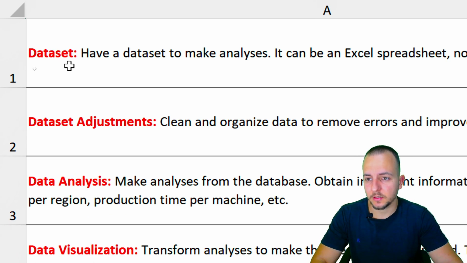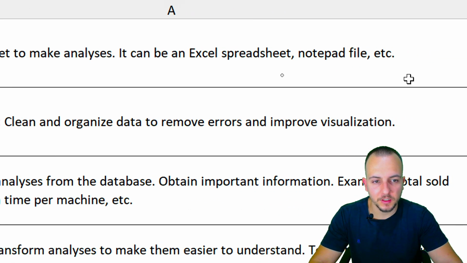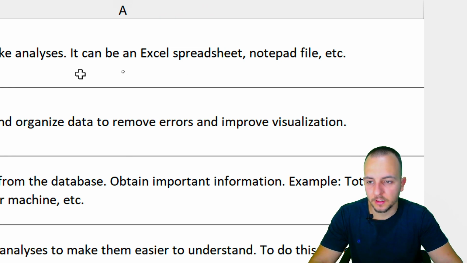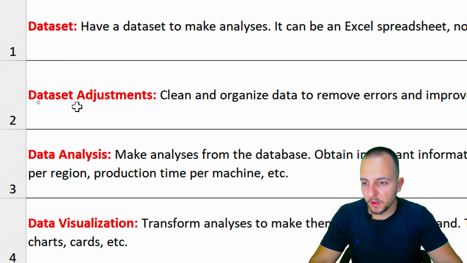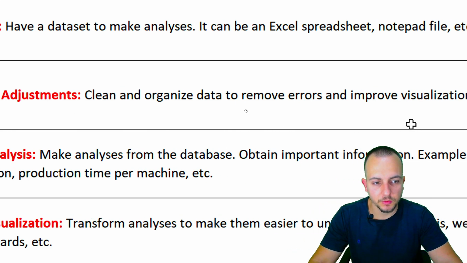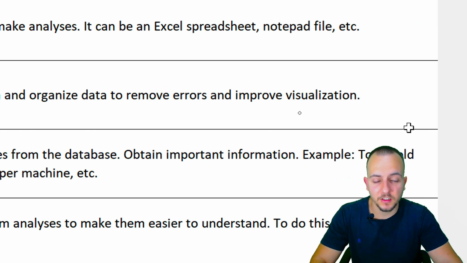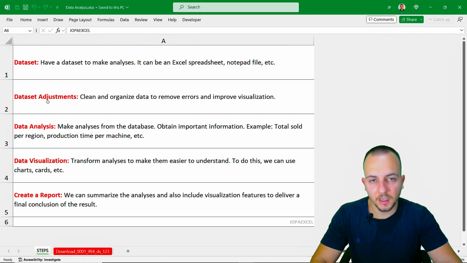First, data set. Okay, this first step is already done because we already have the data set. Have a data set to make analysis. It can be an Excel file, spreadsheet, or a notepad file, etc. Here in the second step, we have data set adjustments. Clean and organize data to remove errors and improve visualization. Okay, so let's do the second step now.